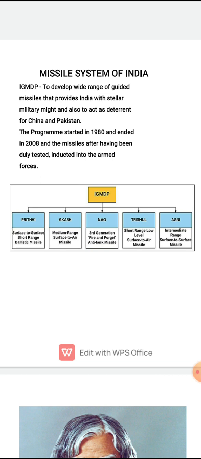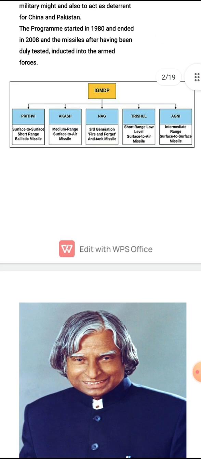So this program was started in 1980 and ended in 2008, under which five missiles were developed. The missiles' names were Prithvi, Agni, Trishul, Nag and Akash. So these five types of missiles were developed under the Integrated Guided Missile Development Program, under the leadership of Dr. APJ Abdul Kalam sir. So Prithvi missile was a surface to surface short range ballistic missile.